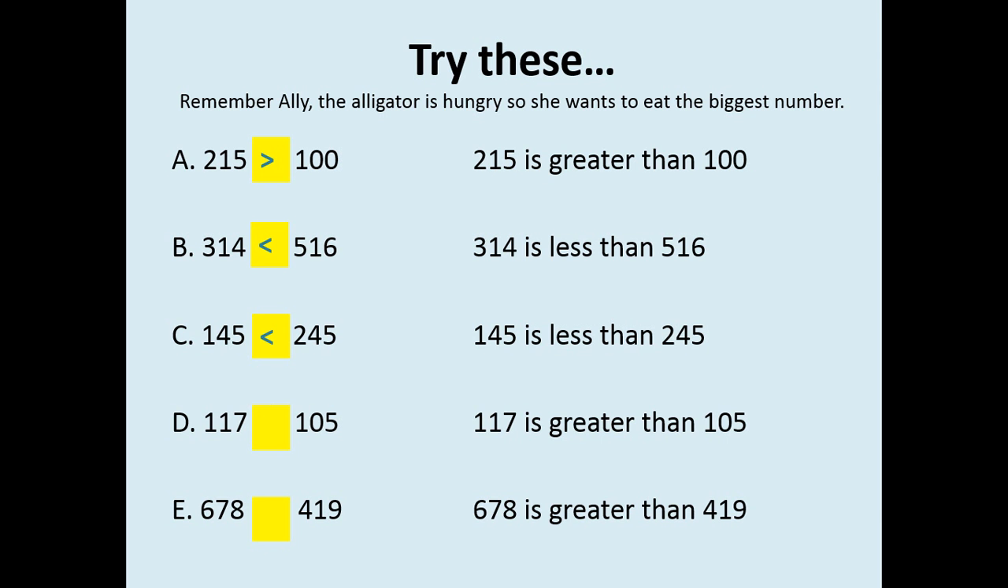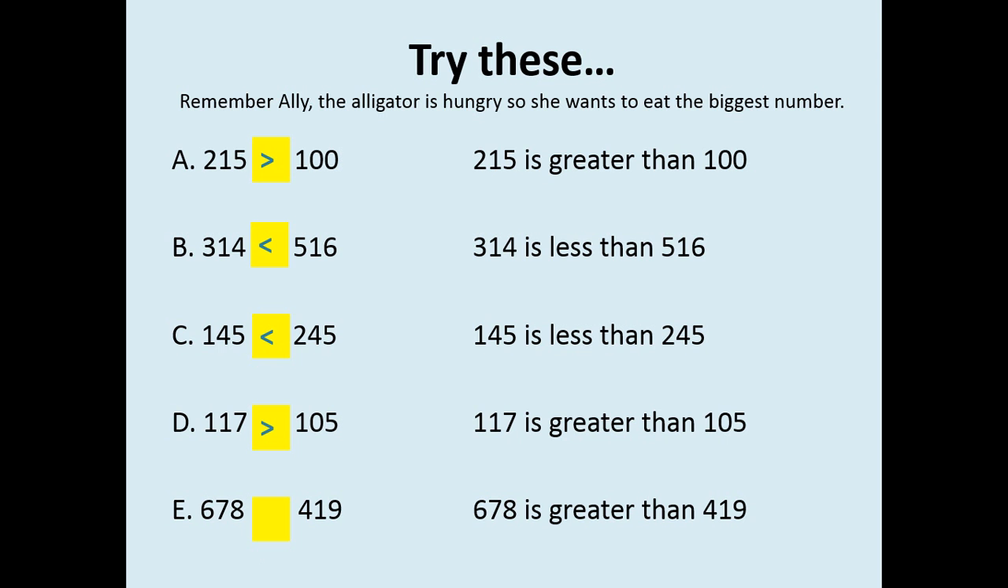Letter D. Compare 117 to 105. Look at the hundreds place value. Uh-oh, both of them have 1 under the hundreds place value. This means we need to take a look at the next place value. That will be the tens place. 117 has a 1 under the tens place value. The number 105 has a 0 under the tens place value. I can tell 117 is greater than 105. Which number is Ally the alligator going to eat? If you said 117, you are correct.